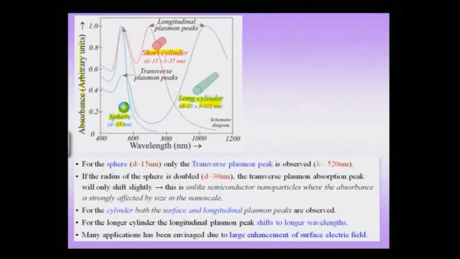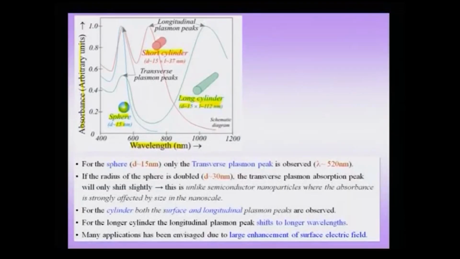But here again we are going back to absorbance. That means what we are plotting here is absorption as a function of the frequency of the electromagnetic radiation, and here typically we are talking about visible regions. Now, for a sphere of about 15 nanometer diameter, and here is that blue sphere which is 15 nanometer diameter, only transverse plasmon peak is observed at lambda approximately about 520 nanometer.